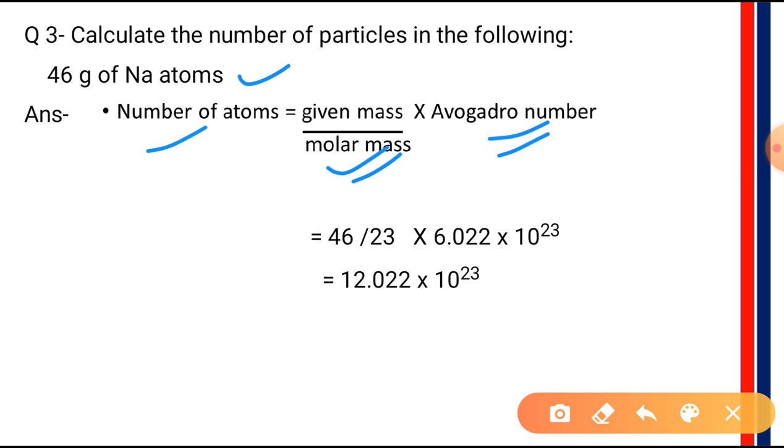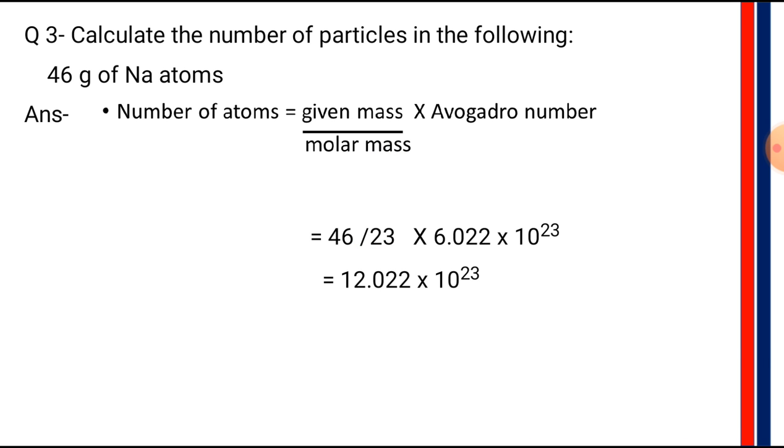Now students, when we place values against the formula, we will quickly get our answer by a simple calculation. Here you can see 46 divided by 23 and multiplied by Avogadro's number on the numerator side. Okay, keep in mind you will get your answer as 12.022 into 10 to the power 23. So wasn't it a simple question? Now let's see the next one.